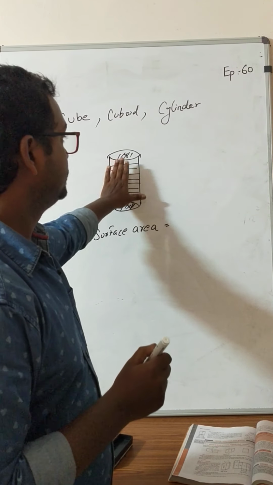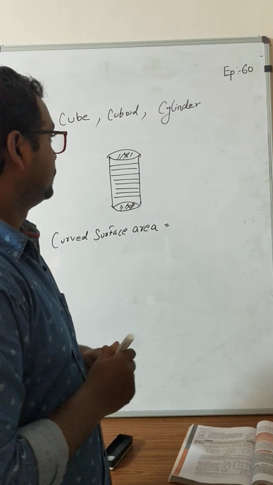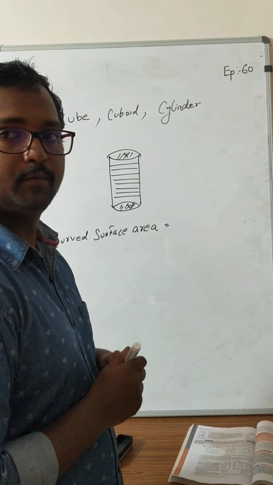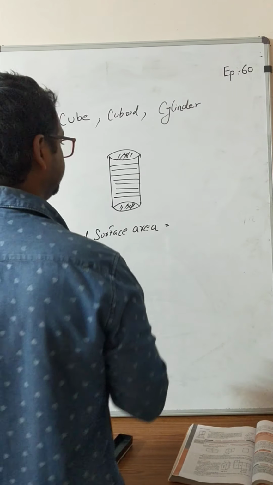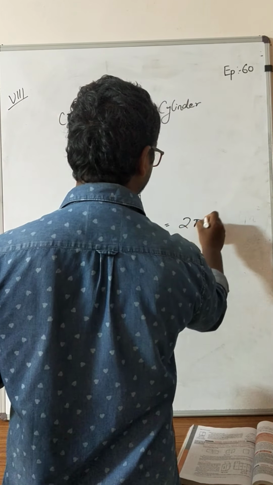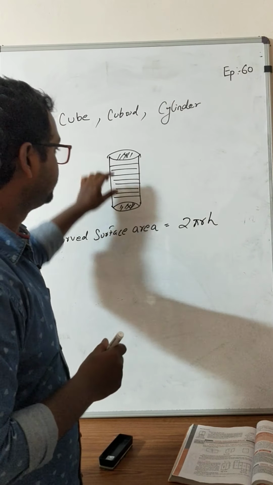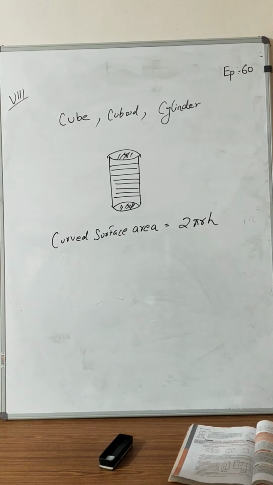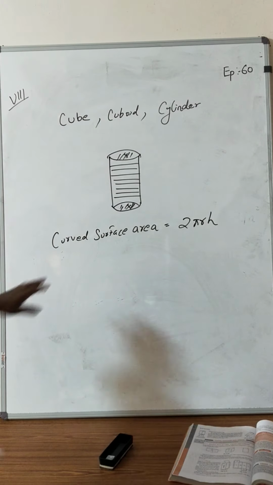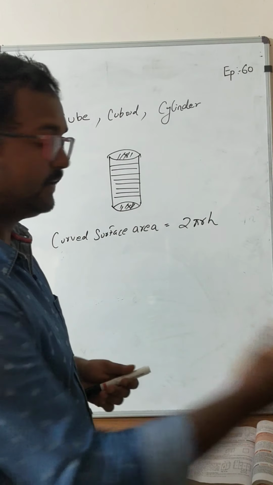So this is basically 2 pi RH. How? I will tell you. As you can see, we have to find this area. So the curved surface area is 2 pi RH. How did we get this formula? See here.